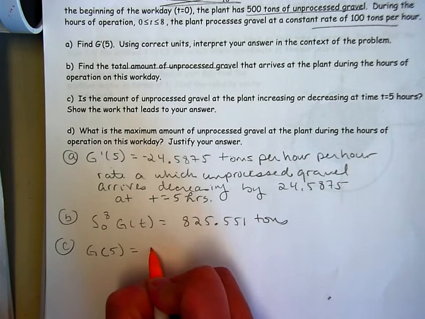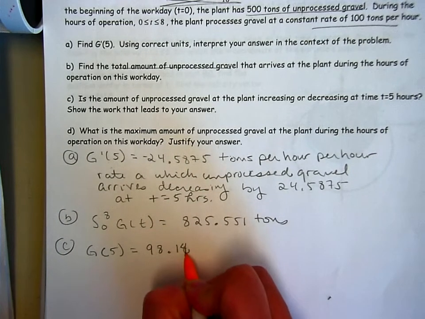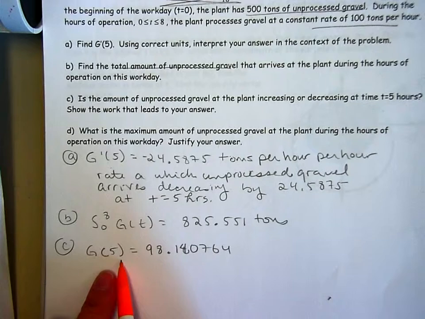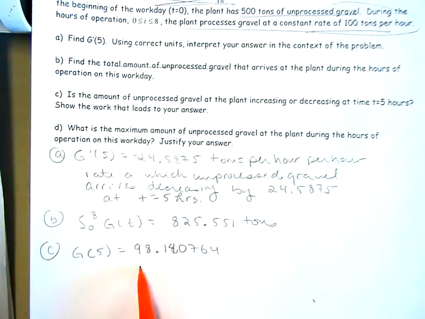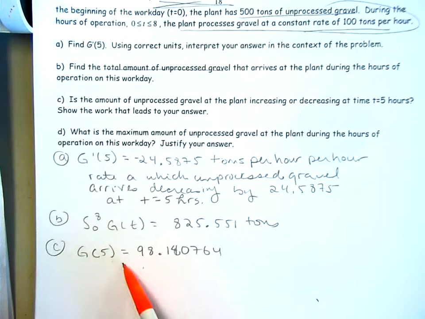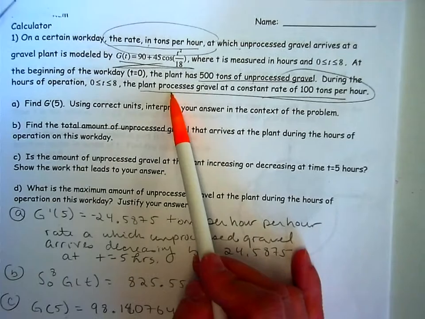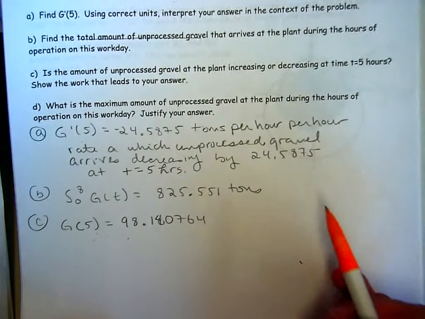This is the rate at which it's being processed at, 98.140764. So this is not the amount, I just plugged in 5 into G, which is actually the rate. But it also tells me, so this is the rate at which unprocessed gravel arrives. So at this particular time, it's arriving at this rate, but it also tells you the plant is processing the gravel at a rate of 100 tons per hour.